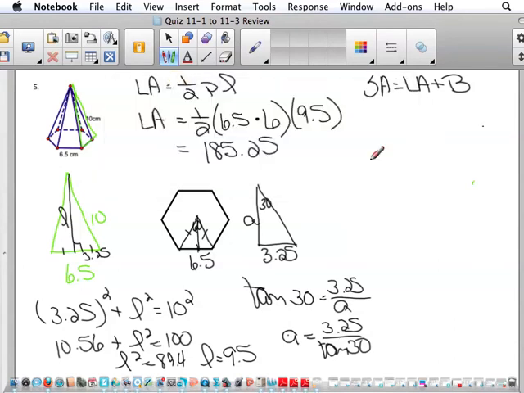Okay, that gives me an apothem of 5.63. So now I have the apothem. I'm going to use the area is equal to 1/2 the apothem times the perimeter.